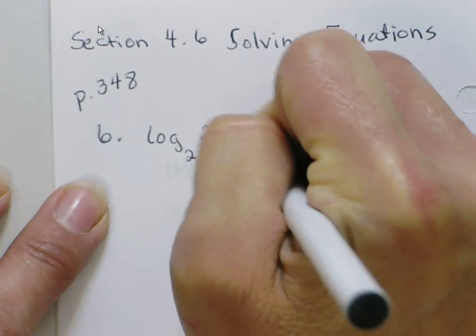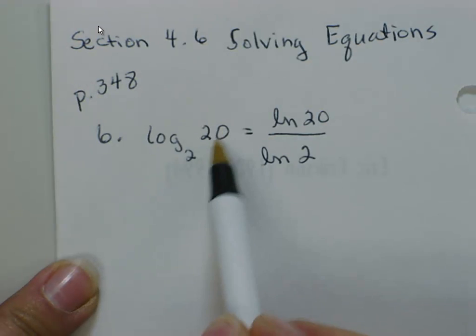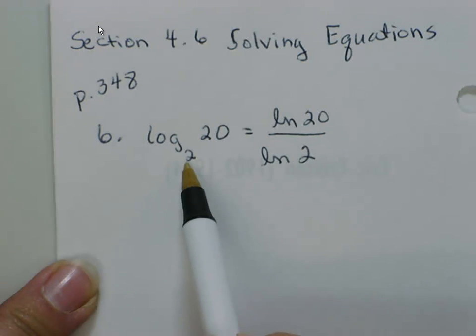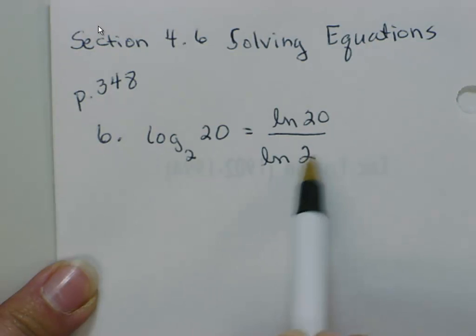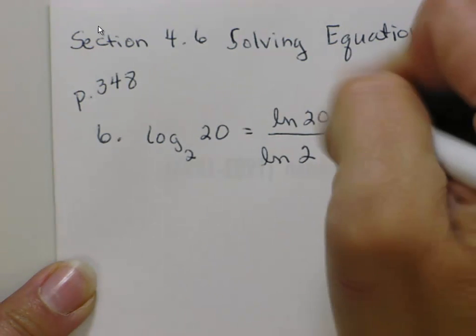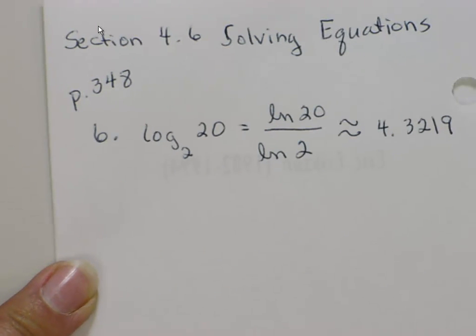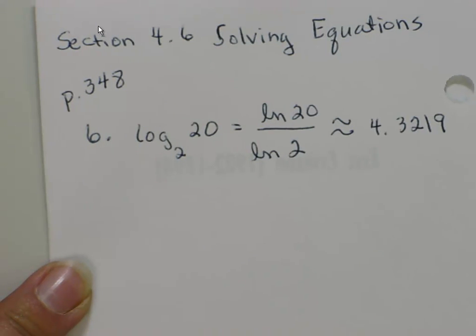Yep. And if you have trouble remembering which one goes in the numerator and which one goes in the denominator, the 20 is over the 2 on the left-hand side. The 20 is over the 2 on the right-hand side. That'll help you remember which one goes in the numerator, which goes in the denominator. To the nearest 4 decimal places, I think that's 4.3219. The book doesn't specify how many decimal places we should keep, so you use your best judgment and I'd count it right.